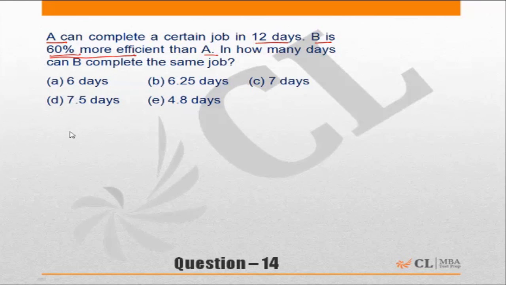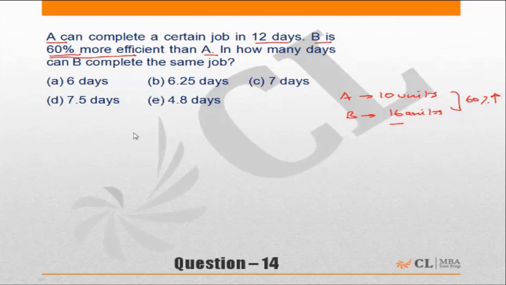That means in a given amount of time, if A can do 10 units of work, B will do, in the same amount of time, 16 units of work. Why 16 units? Because he is 60% more efficient. So his efficiency is 60% higher, so he will do 60% more work. Okay. So this is the key thing which we need to remember always.